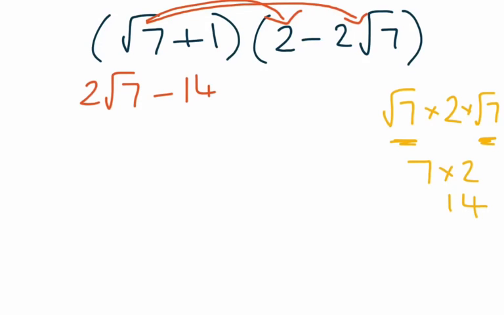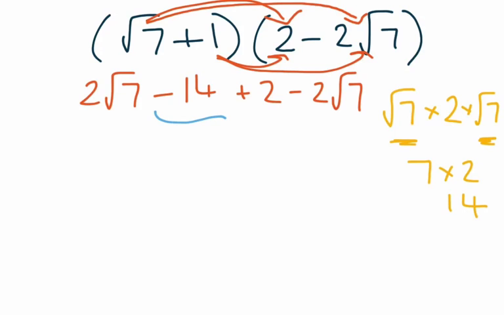And then coming underneath, I have 1 times 2 is 2, and then I have 1 times a minus 2 root 7, which is minus 2 root 7. Let's tidy this up. Going to the middle, I have minus 14 plus 2. So that is negative 12.